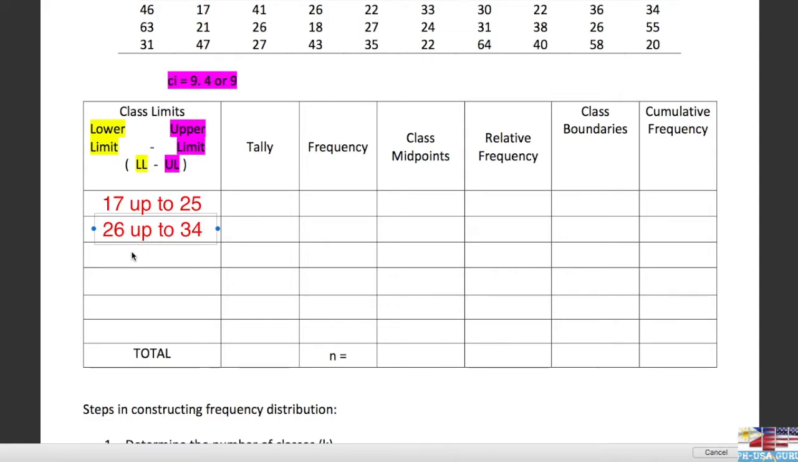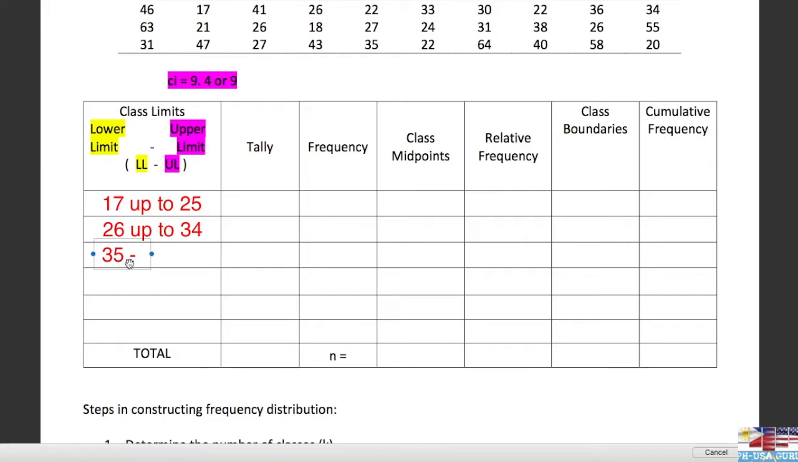Next, mutually exclusive, so this will be from 35. Let us use this one. I just showed you that the meaning of that is not subtraction, but from the starting point up to 25. So meaning that is from 17, 18, 19, 20, 21, 22, 23, 24, 25. Same thing with 26 up to 34. You don't need to write it this way. You can write it using the interval sign.